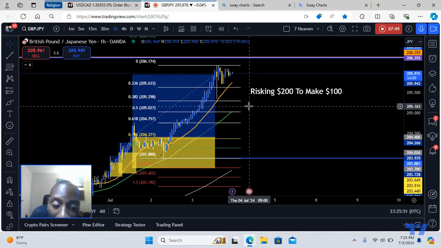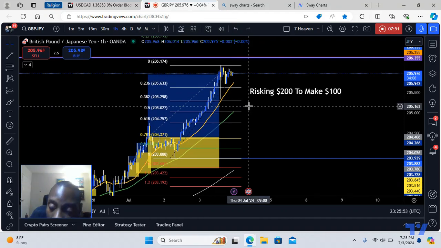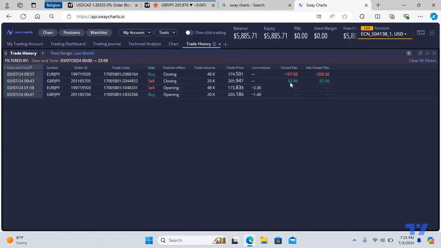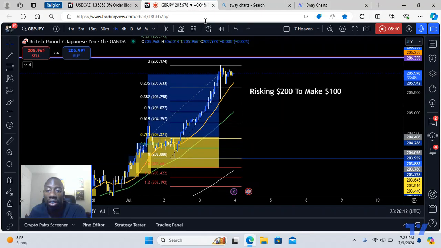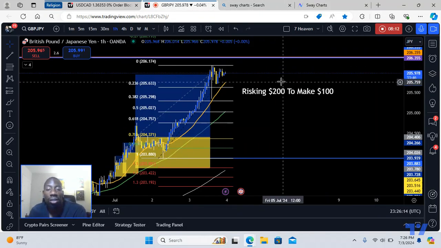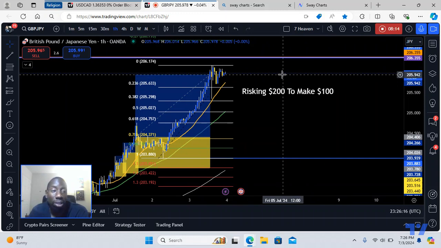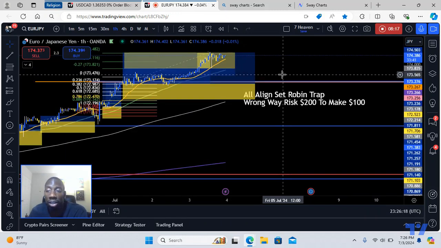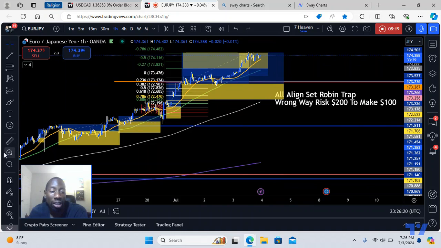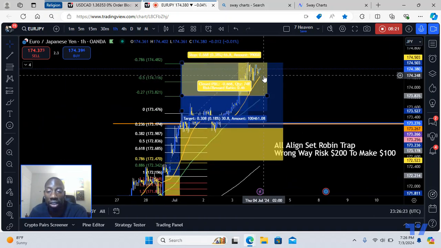Probability wise, we could get it and make that $100. And we already made some of that loss back with the first trade that we won, right? So we make that other $100 back, and we're back at basically where we started, break even. And then we'd continue from there. But that's what we're doing on GBP JPY.